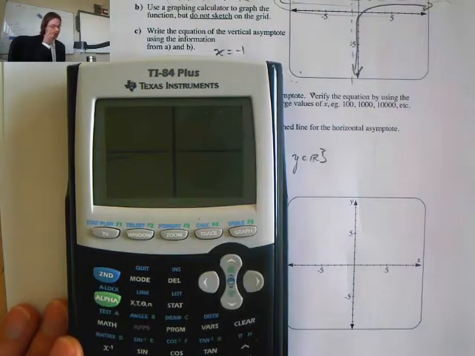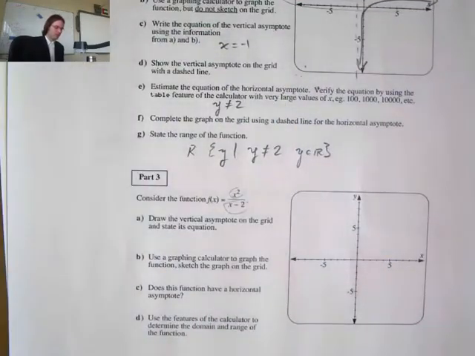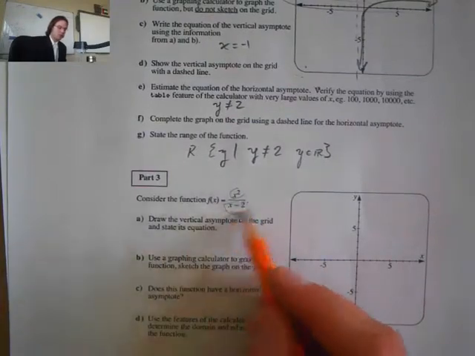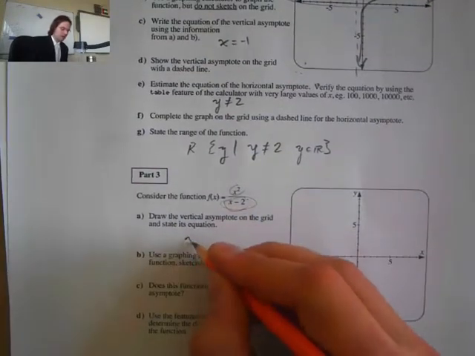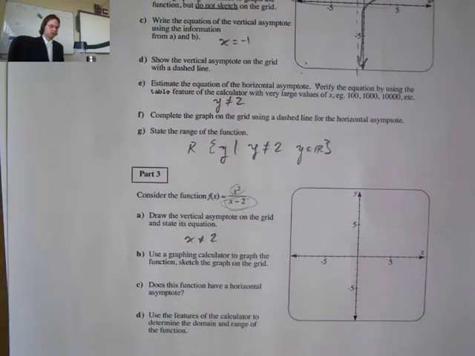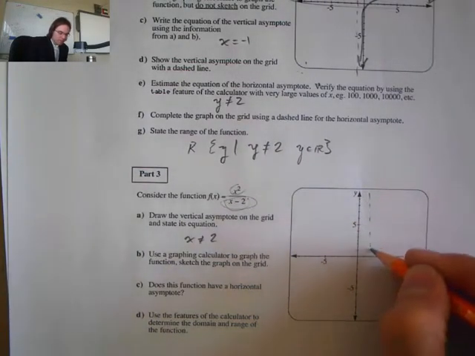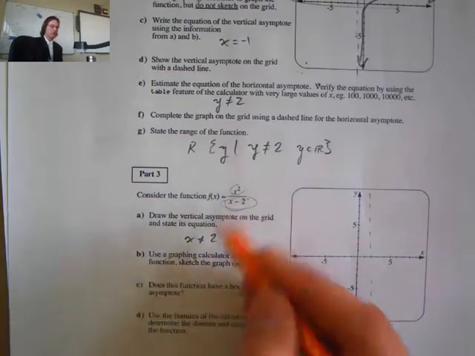It's a lot bigger now. Now we can see it all. So it looks something like that. Alright, so draw the vertical asymptote. Well, we know the vertical asymptote, again, is x cannot equal 2. Alright, so let's draw that vertical asymptote right here, because we cannot divide by 0.